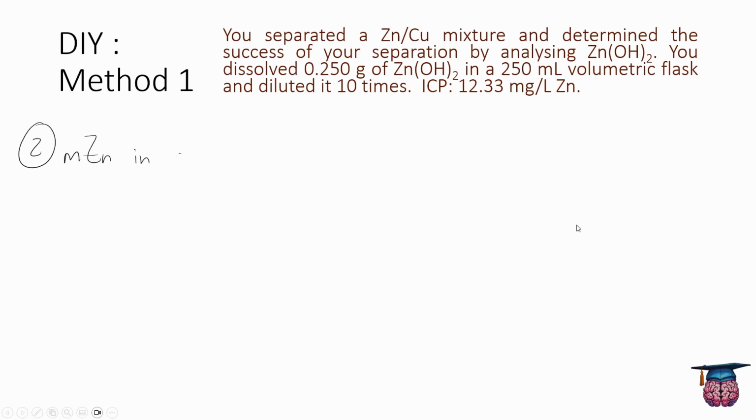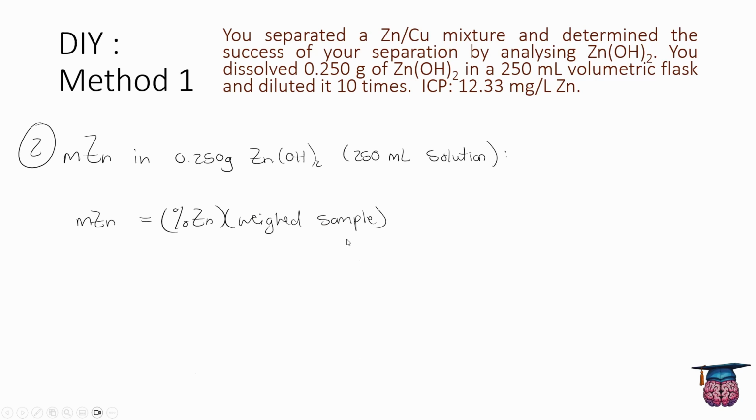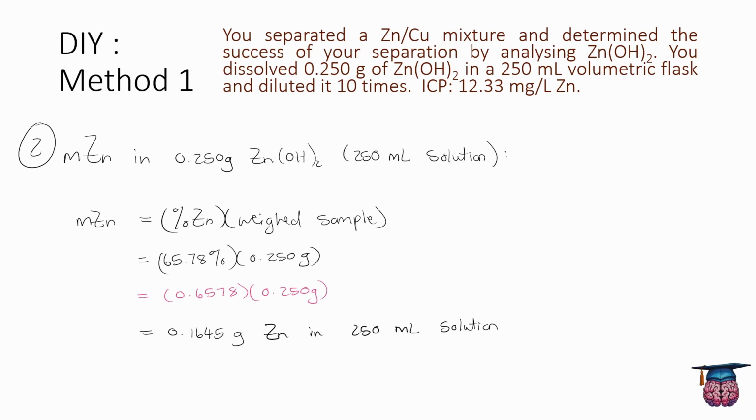Next, we need to use this percentage value to calculate the mass of our zinc in this 0.25 grams of zinc hydroxide in our 250 milliliter solution. So this is simply the percentage of zinc multiplied by the weighed sample. We can use the percent value, which was 65.78%, multiplied by our weighed sample, or we can use the fractional value that we had before we calculated the percentage. And this gives us a value of 0.1645 grams of zinc in a 250 milliliter solution.